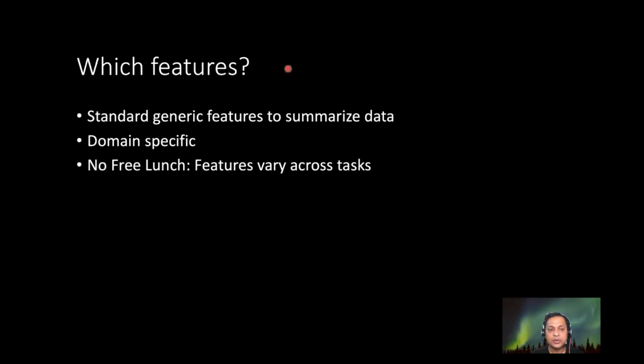Next, the question is, what features do I need? Generally, we start with the standard generic features, which help us to summarize the data, and then we move into the domain-specific features. Again, within the same domain, the features which are relevant for one use case may be completely different from the features relevant for another use case. So as a data scientist, it's our duty to generate as many features as possible, and then using a cross-validation mechanism, select the most relevant features.